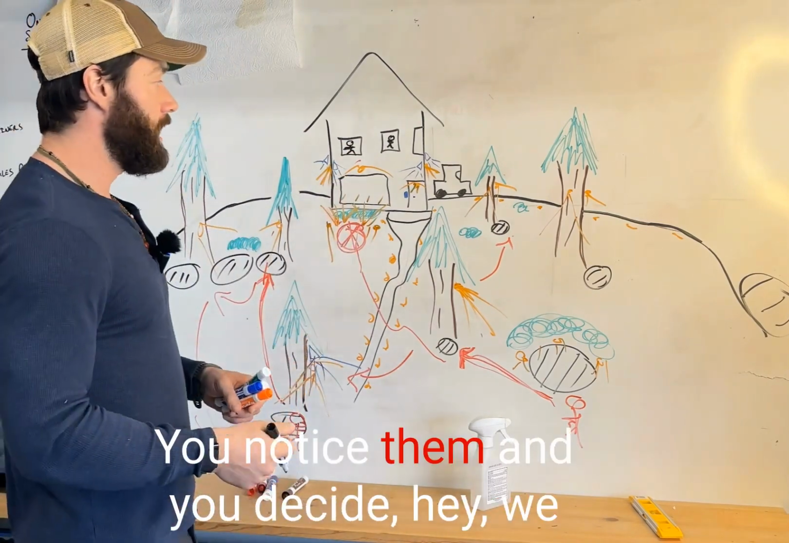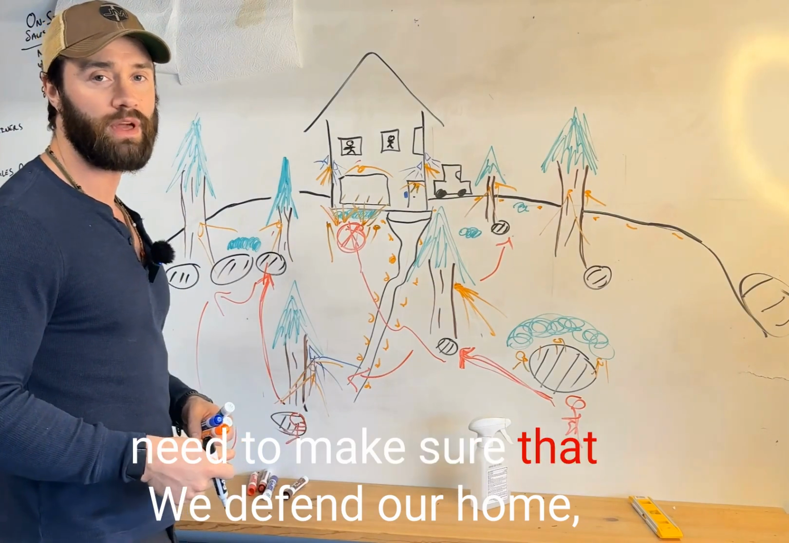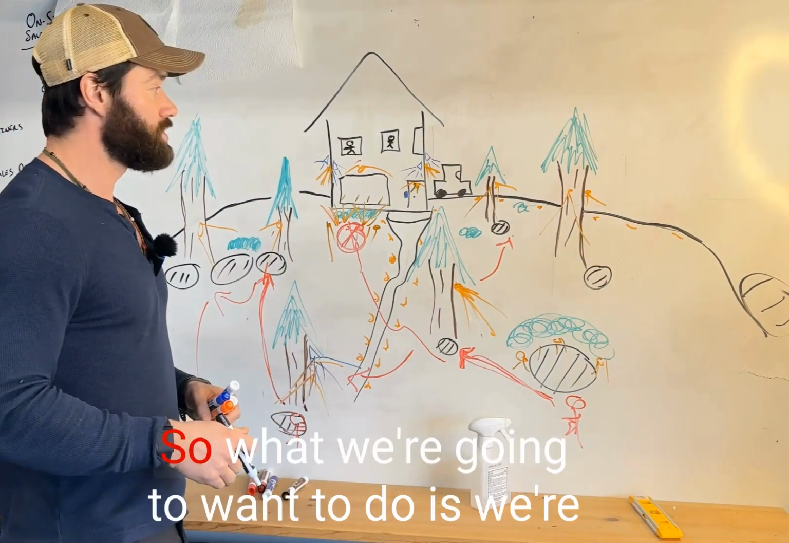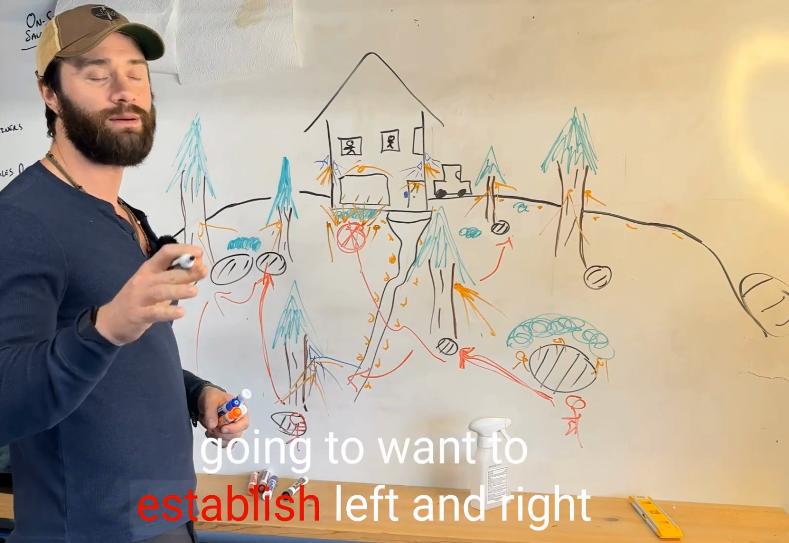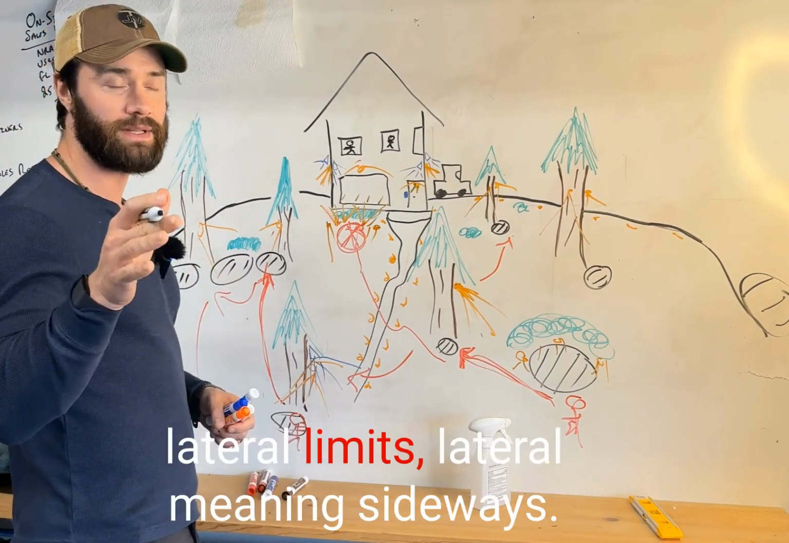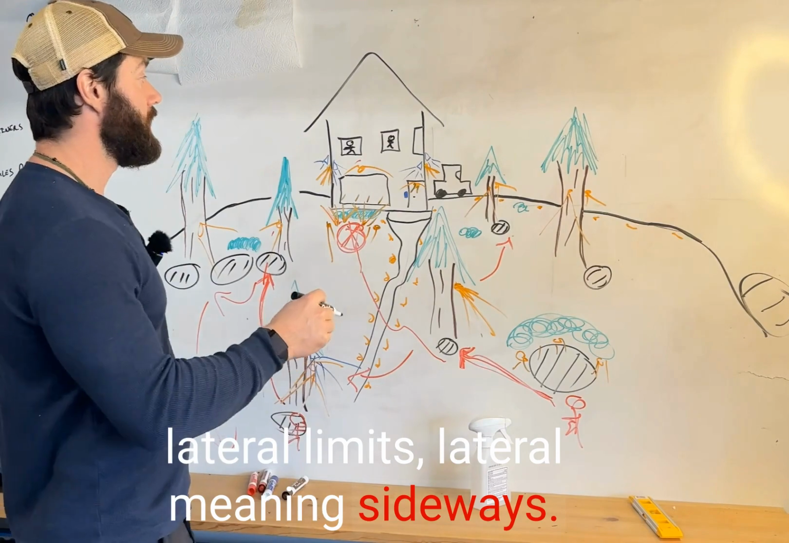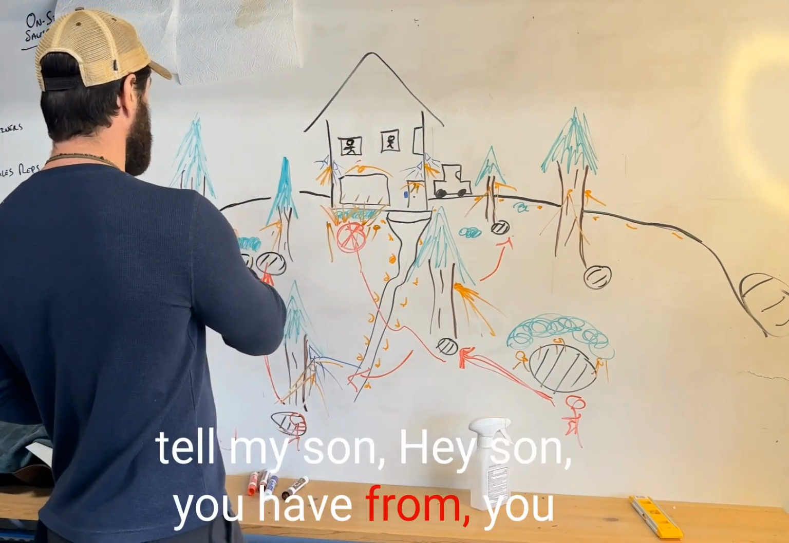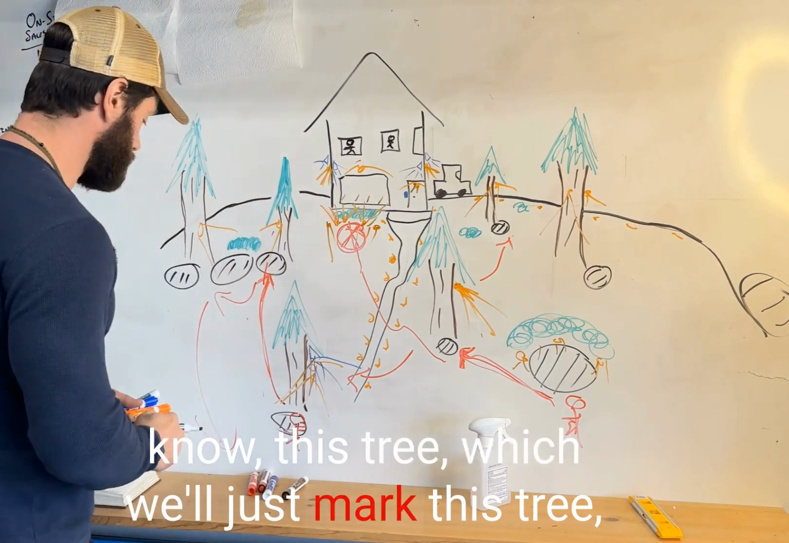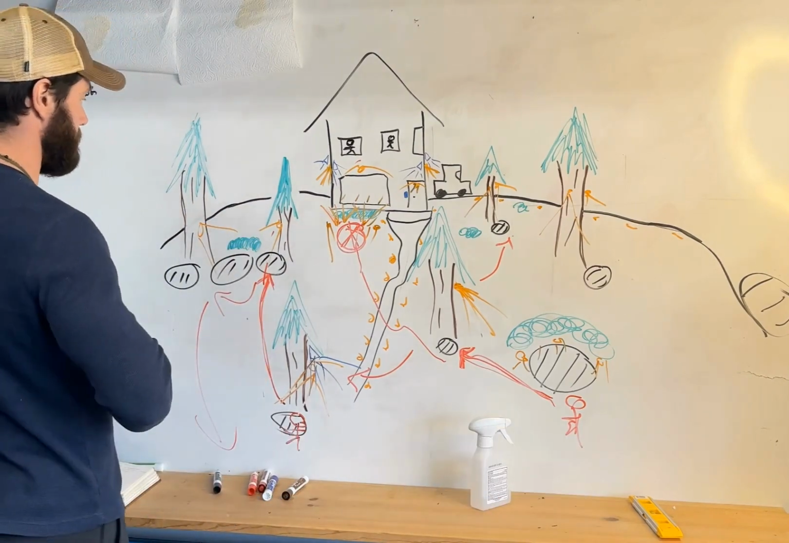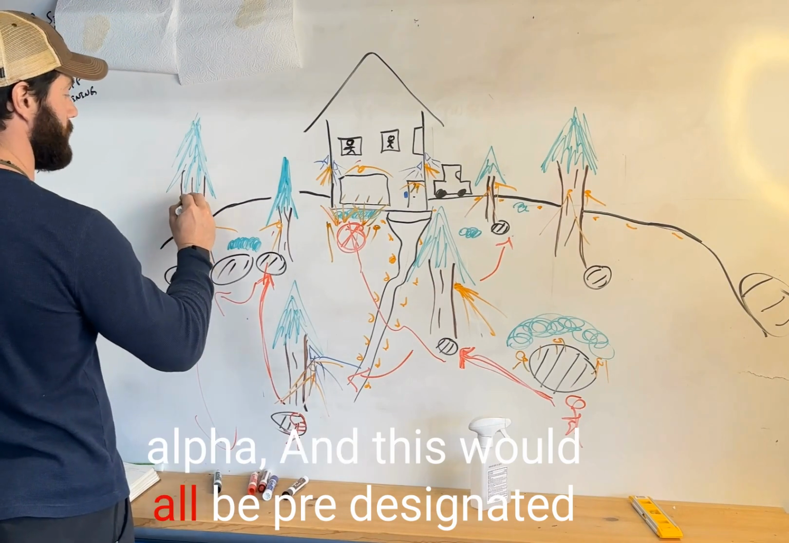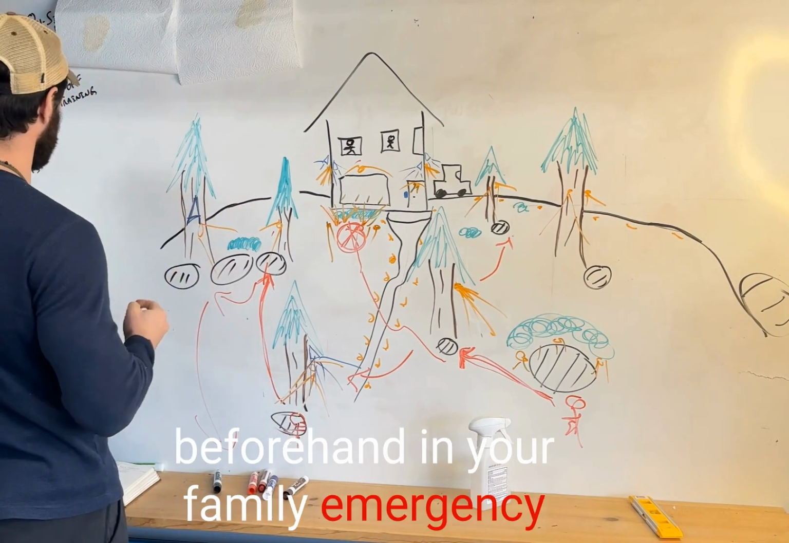You notice them, and you decide, hey, we need to make sure that we defend our home, our livelihood, our way of living. So what we're going to want to do is we're going to want to establish left and right lateral limits. Lateral meaning sideways. And if I'm over here in this room, I'm going to tell my son, hey son, you have from this tree, which we'll just mark this tree Alpha. And this would all be pre-designated beforehand in your family emergency response plan.